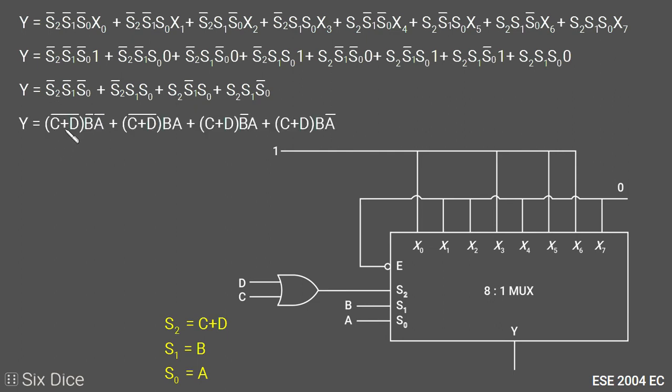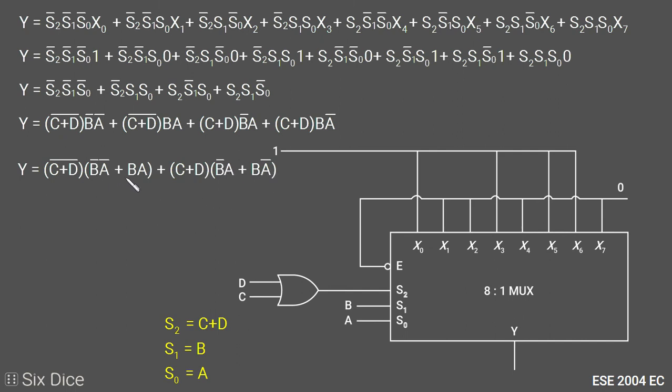So S2 is C OR D, whole bar, because it is S2 bar here, into B bar into A bar, plus (C OR D) whole bar into B A, plus (C OR D) into B bar A, plus (C OR D) into B into A bar. In the first two terms we can take (C OR D) whole bar common, and in the last two terms we can take C OR D common. Taking (C OR D) whole bar common, in the second small bracket we get B bar into A bar plus BA, and in the last two terms, in the second small bracket, we get B bar into A plus B into A bar.